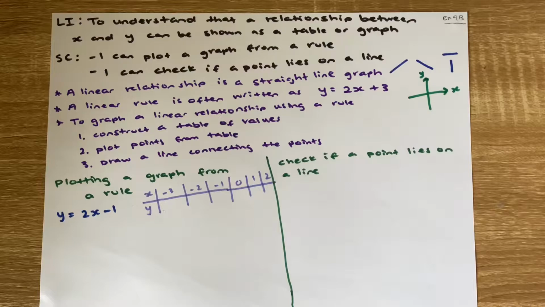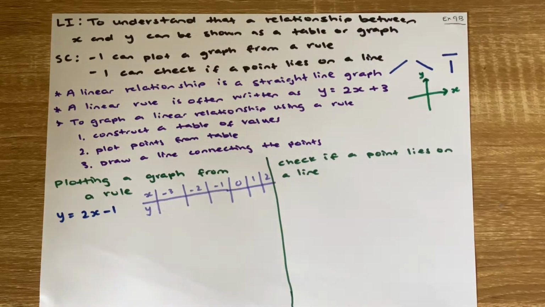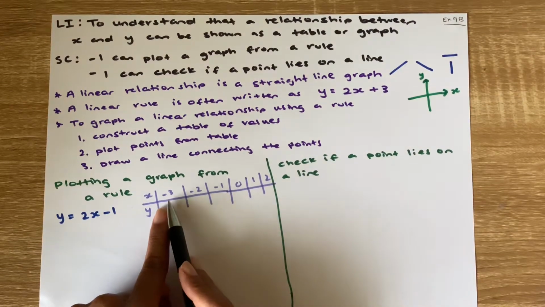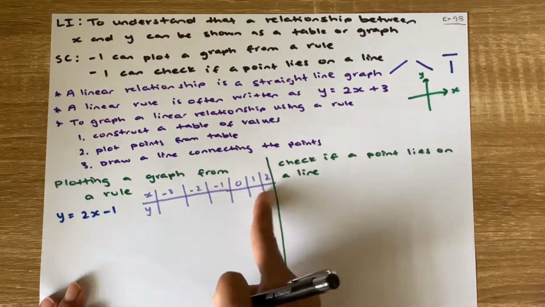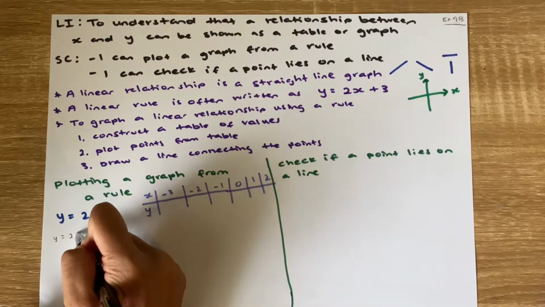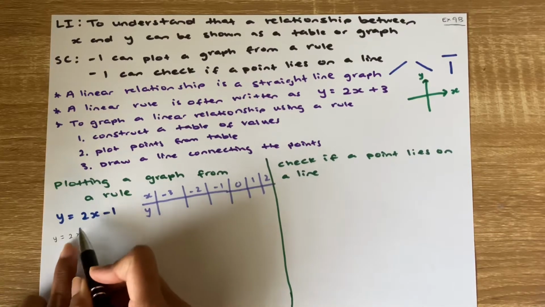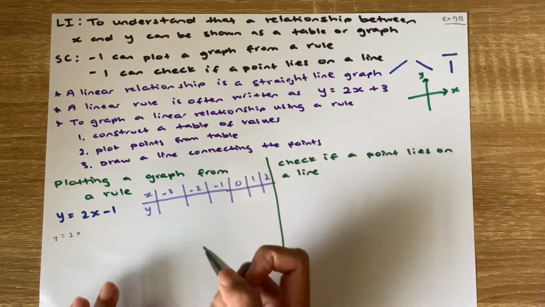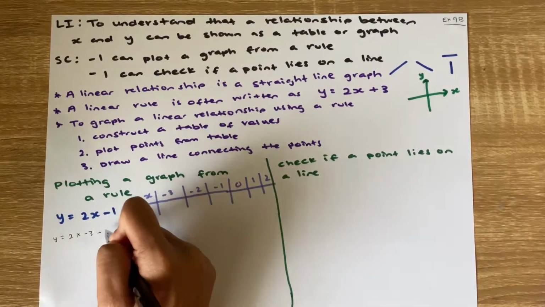To figure out our y values, I need to substitute my x value into the rule, and this is why using algebra is really important. So when x is -3, we need to figure out what y would be because that's our blank. So y would be 2 multiplied by, because remember between a number and a letter there's a multiplication sign, 2 multiplied by x. Our first x value is -3, take away 1.